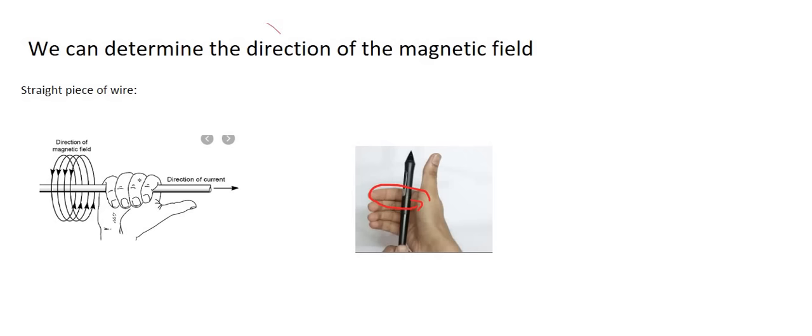Here's another example. Pretend that this is your pen once again, and your right hand thumb points in the direction of the electricity. Your four other fingers are curling in the direction of the magnetic field. So this magnetic field would go over here, it would go around like that. And they've shown it quite nicely over here. That is what the magnetic field would do.